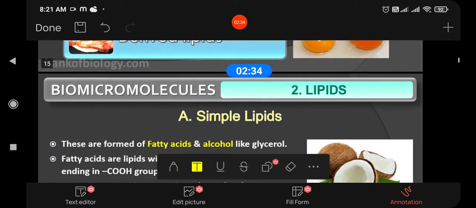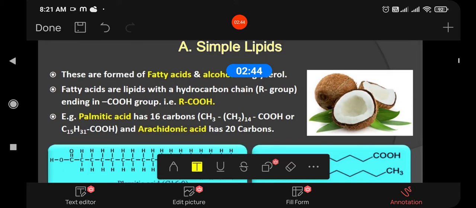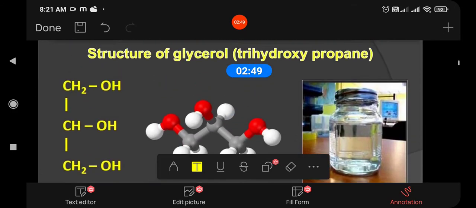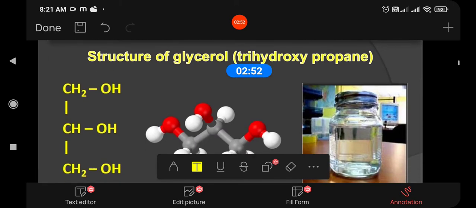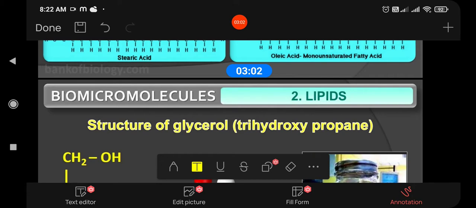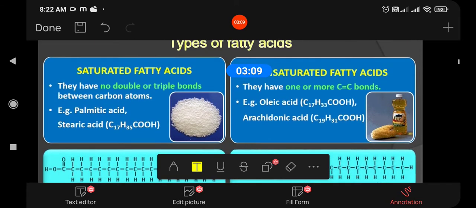and so lipids are classified as simple lipid, compound lipid and derived lipid. Now coming to the simple lipid, these are formed by the combination of fatty acids and glycerol, like alcohol. Let me show you the alcohol. This is glycerol, CH2OH, CHOH, CH2OH. This is the structural formula of glycerol, that is trihydroxy. 3 hydroxy groups are there, and 1 2 3 carbons are there, so trihydroxy propane.